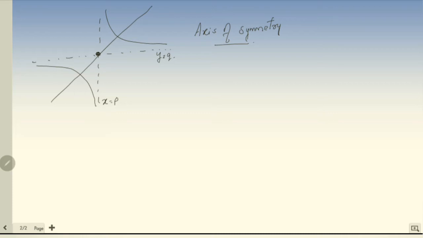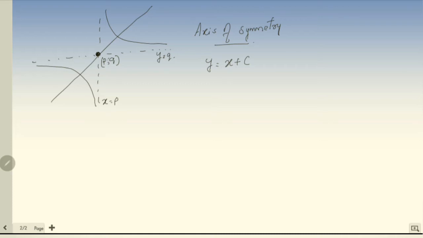This line has the positive gradient, and the equation of this line is generally y is equal to x plus c. The line with the positive gradient is an increasing line, you can see that. And this line is passing through the point (p, q), as I told you. So we can substitute (p, q) here in the equation and find c. You understand? So this is the general equation of the axis of symmetry with the positive gradient, right?